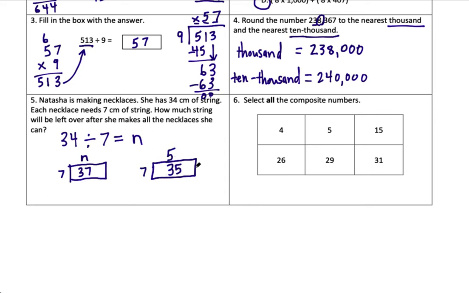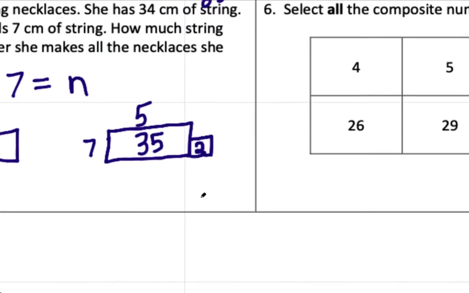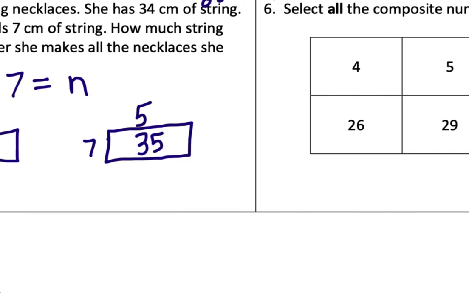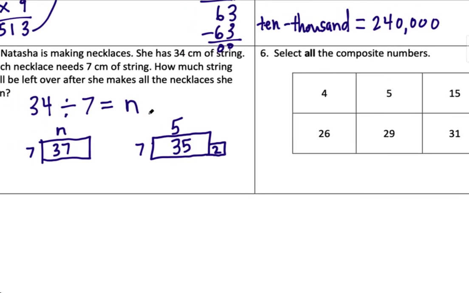How much is going to be left over? Well, that's going to be a little box of just 2 left over because 7 can't go into, let me make that a little neater. 7 can't go into 2, so that's going to be my remainder. There we go. Man, I can't make that 2 like I want to. There we go. So my quotient is 5, remainder 2.